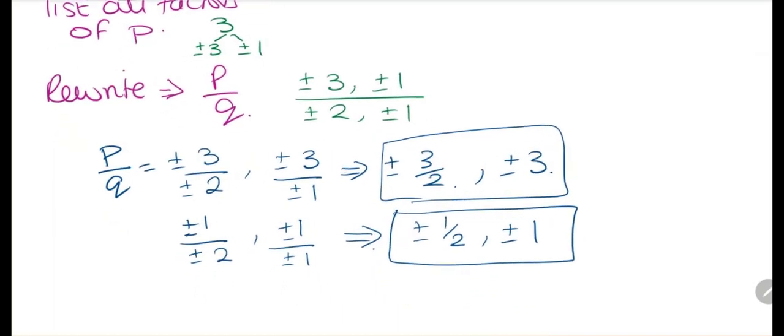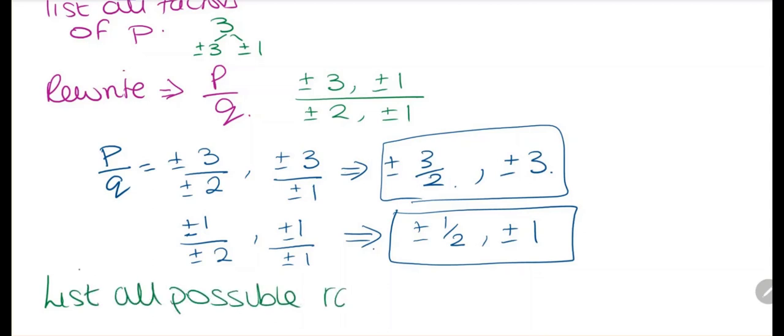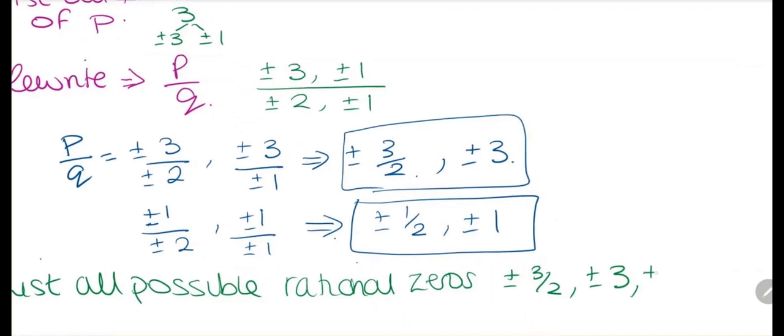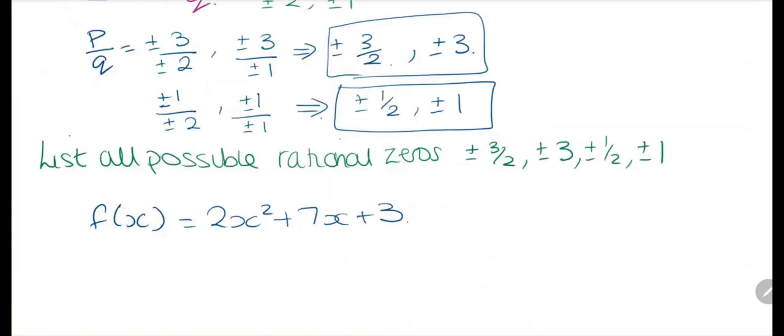So I'm asked to list all possible rational roots or zeros. We would have plus or minus 3 over 2, plus or minus 3, plus or minus a half, plus or minus 1. So now we need to test to see if there are any zeros.